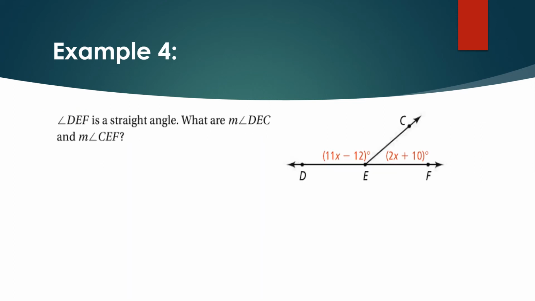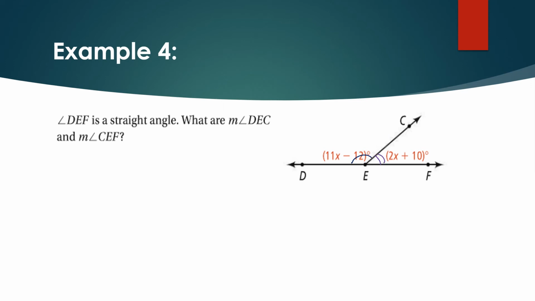Example 4 is very similar to example 3. We're going to be using the angle addition postulate, but we do need to pull a little bit more information from our problem. Here it says angle DEF is a straight angle, and then they're asking what are the measures of angle DEC and angle CEF. So they're asking what are these two angles.